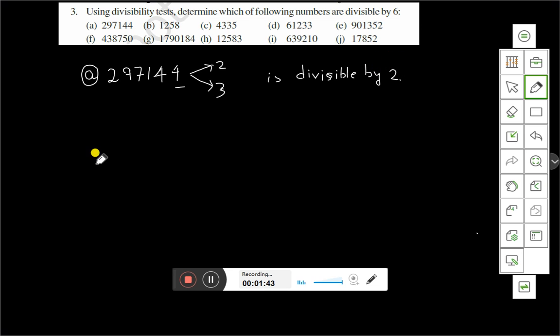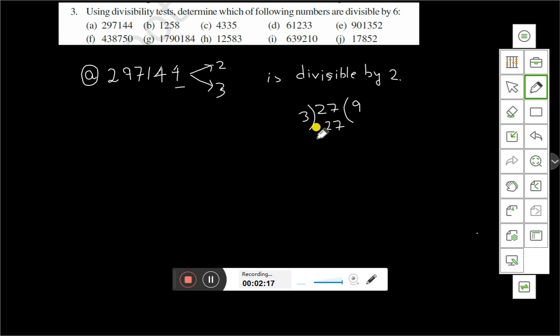Right? And if the sum of all the digits is divisible by 3, then the number is divisible by 3. We will do the sum of all these digits, that is 2 plus 9 is 11. 11 plus 7 is 18. Plus 1, 19. 19 plus 4 is 23. 23 plus 4, 27. You know that 27 is divisible by 3. 3 nines are 27.